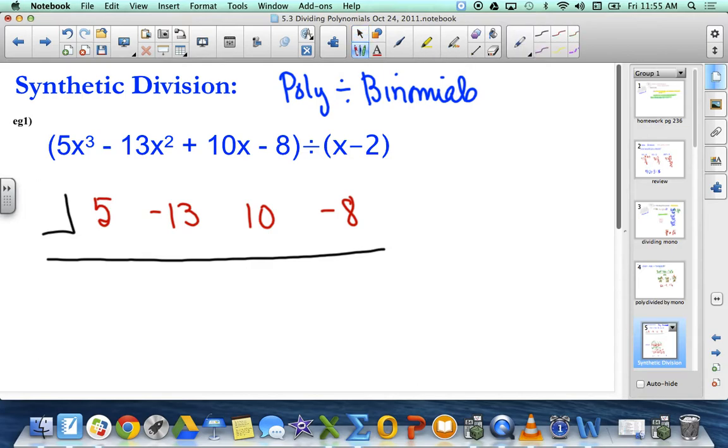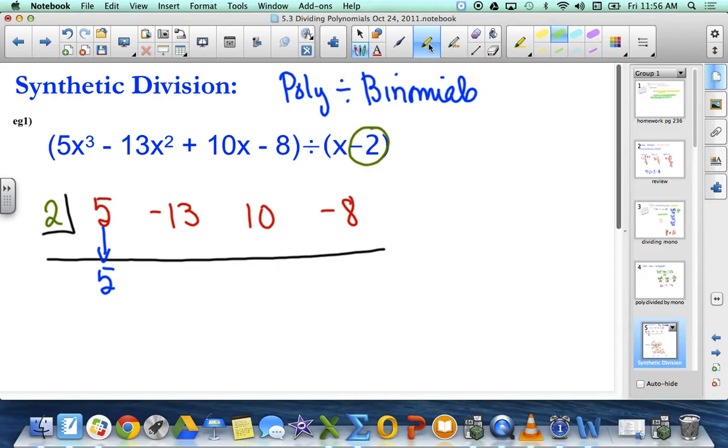I like to draw a line here with an arrow and put my 5 here so that I've filled up that space. Now we have to decide what we're going to divide by. So we're looking over here to the divisor. We want to divide by the opposite sign of that. So what's the opposite sign of negative 2? Positive 2. We're dividing by positive 2.